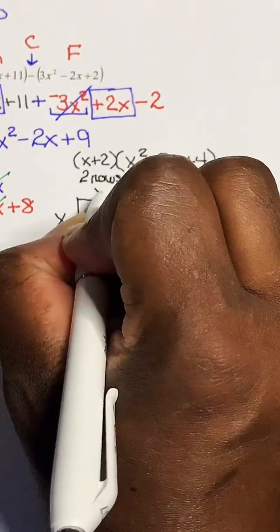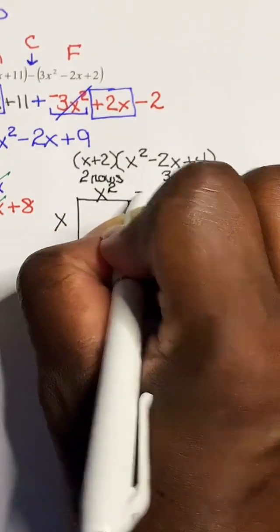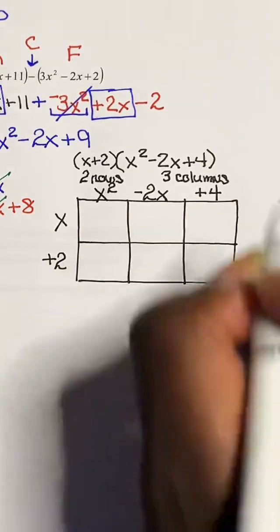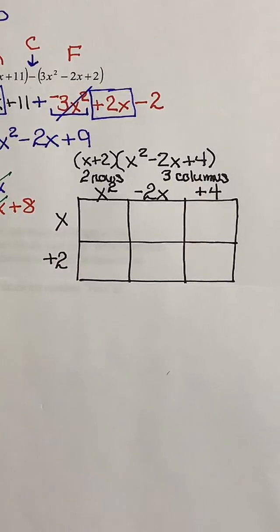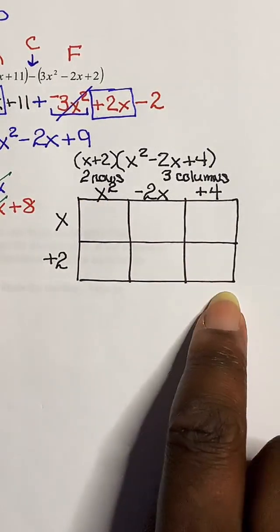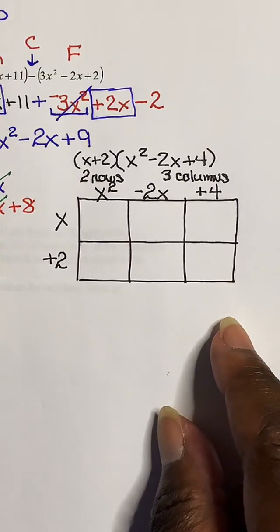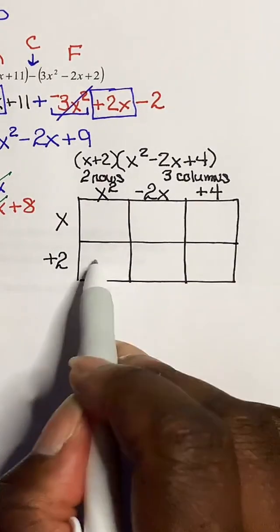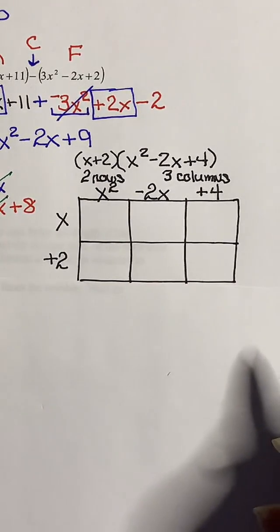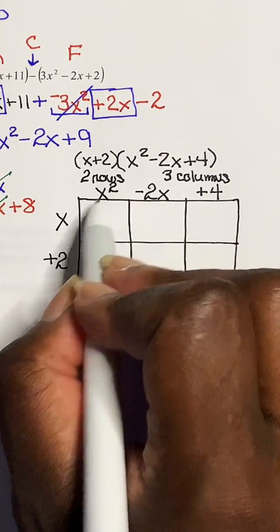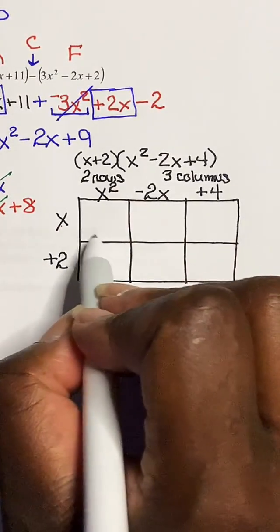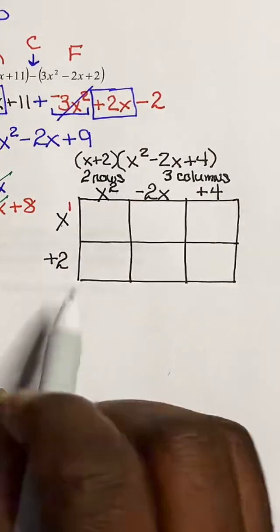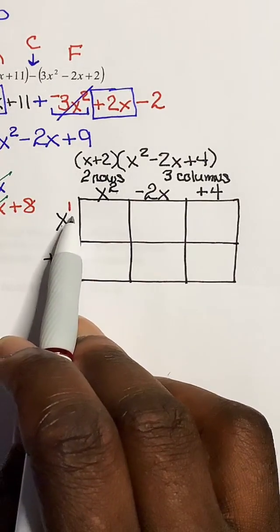So this x plus 2, I'm going to put the x here and the plus 2 here. For the x squared minus 2x plus 4, I'm going to put up top here. Here's the x squared. Here's the minus 2x. And here's the plus 4. Okay. If you want to write this down below here, you can do that as well. It's perfectly fine. So now, in order to fill the boxes, you need to multiply.